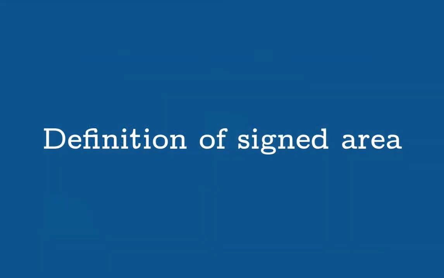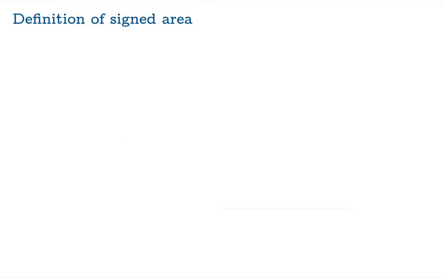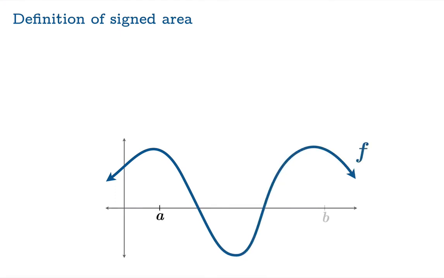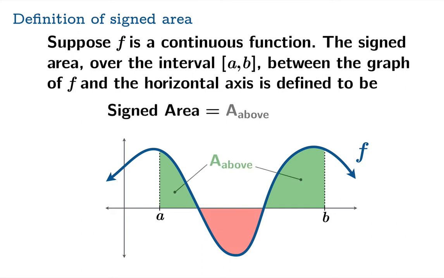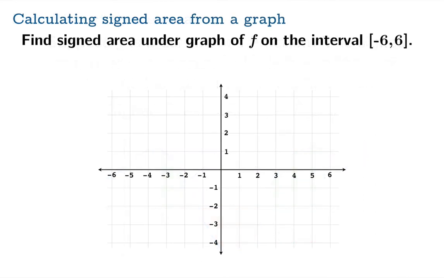Let's say a little more about the definition of signed area. Suppose f is a continuous function. The signed area over the interval a to b between the graph of f and the horizontal axis is defined to be the area above the x-axis and below the graph of f, and then we subtract off the area trapped below the x-axis and above the graph of f.